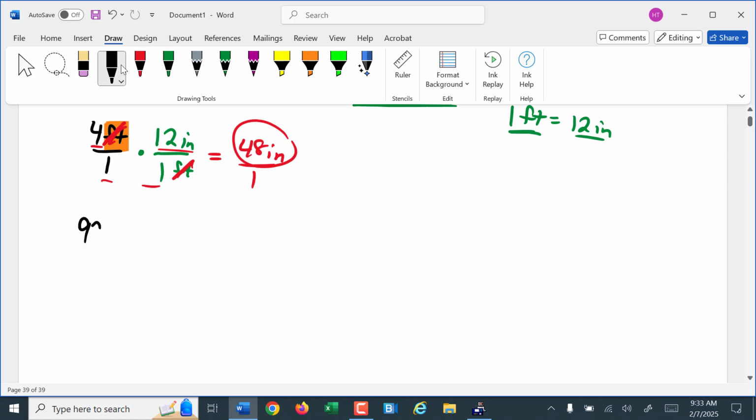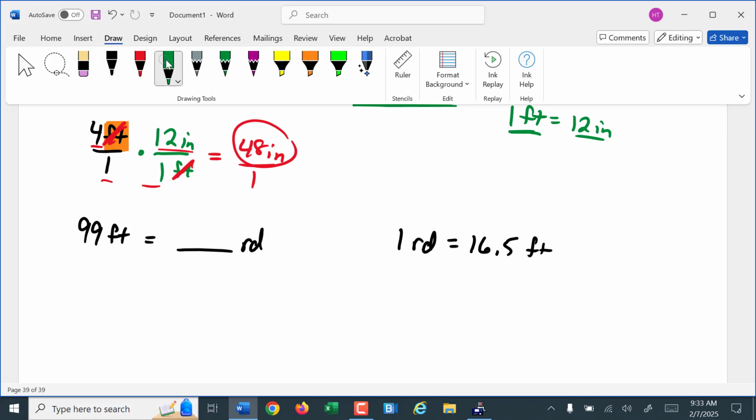If I have 99 feet, and I ask you to convert it into rods. Rods doesn't get used much anymore. The main reason it's survived in our measurement system is land surveying. Most of your land surveys are done in rods and chains. But if I tell you that 1 rod equals 16.5 feet, we can do that conversion. We really don't need to know a whole lot about the units themselves other than that equivalency.